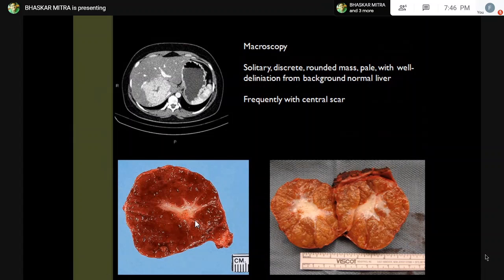Now, from the pathogenesis, we know that a blood vessel gets damaged, there is hypoperfusion, so in the central area there is fibrosis, so there is scar formation. This stellate scar is one of the signatures of this focal nodular hyperplasia.